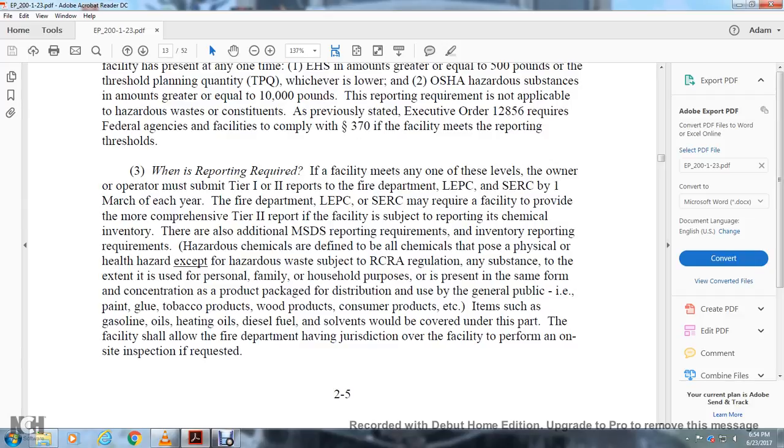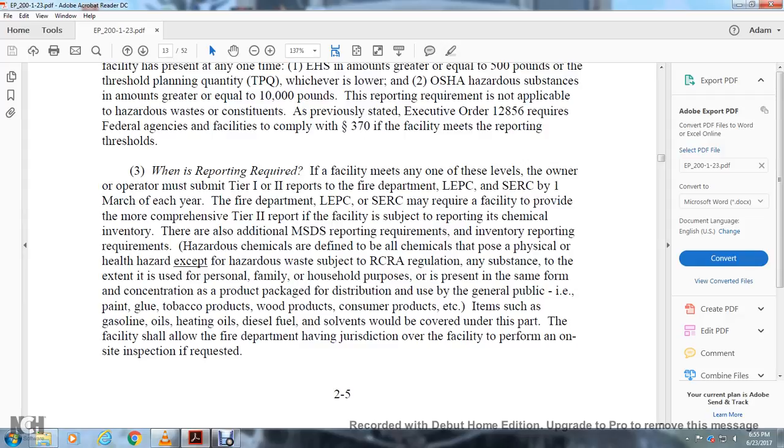Facility supporting requirements include the chemical inventory, material safety data sheets, and reporting and inventory requirements. Hazardous chemicals are defined as chemicals posing both physical and health hazards, except for hazardous waste regulated under the Resource Conservation and Recovery Act, and any substance used for personal, family, or household purposes, or present in the same form and concentration as a product packaged and distributed to the general public. Paint, glue, tobacco products, wood products, consumer products, and items such as gasoline, oil, heating oils, diesel fuel, and solvents would be covered within this part.